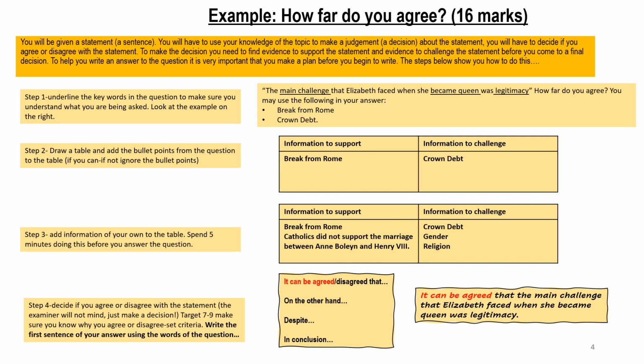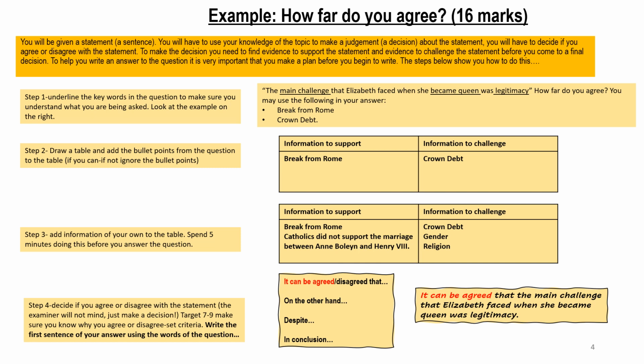Now you can start your question in 2 ways. One way would be to start the answer with "it can be agreed that," if you agree with the statement. The other way you could start your answer is "it can be disagreed that." It really doesn't matter, Year 11, what you decide, as long as you make a decision. If you are not sure, I would always agree.